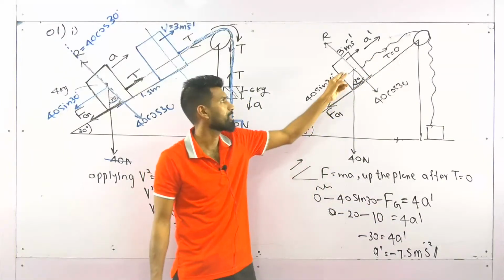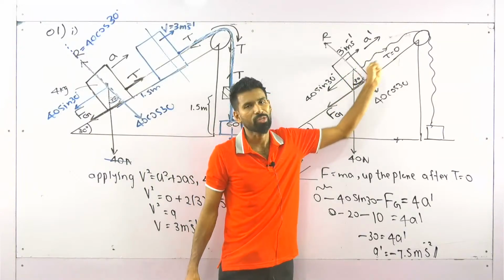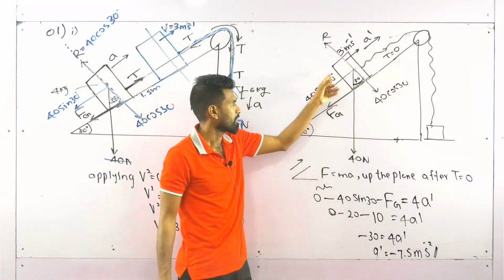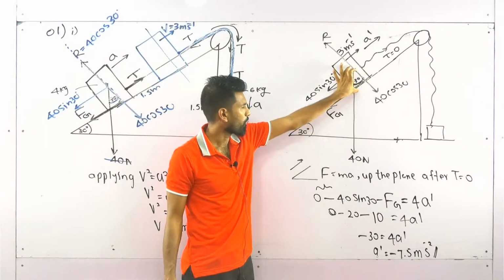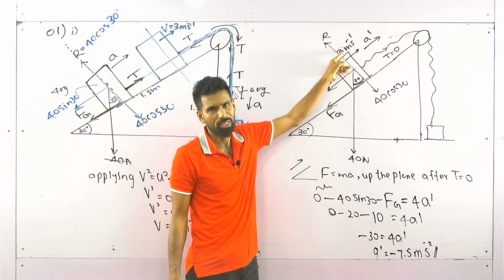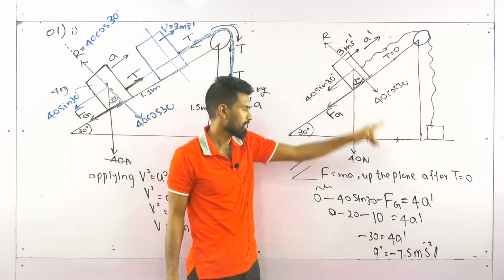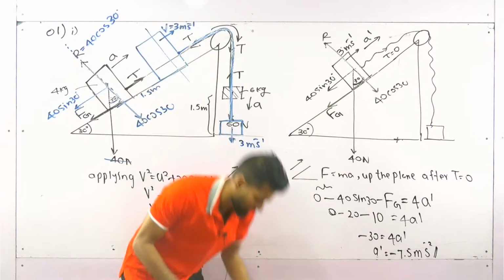It will slow down. Why? There's no tension to move it with acceleration upward. All the remaining forces are in the opposite direction. So this 3 meters per second velocity will drop with time, with the deceleration of 7.5. So that's the situation.